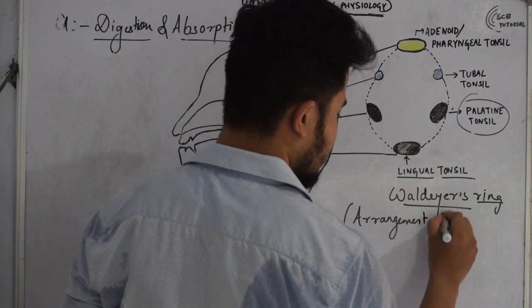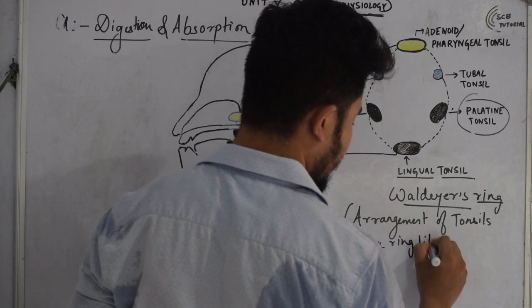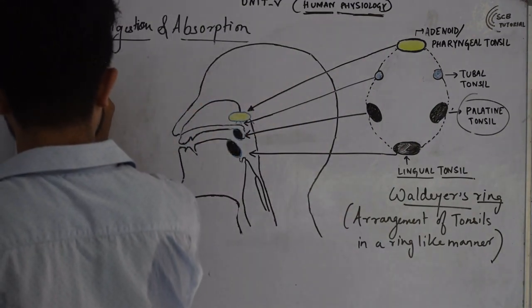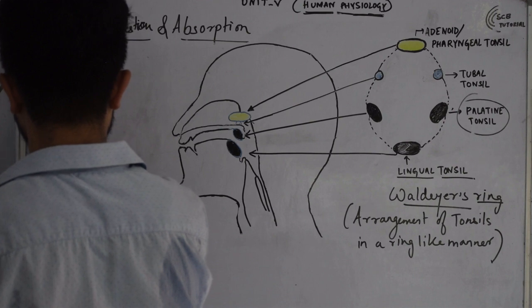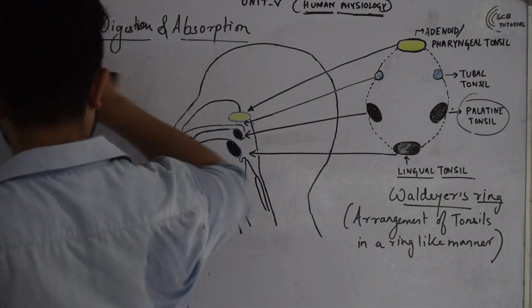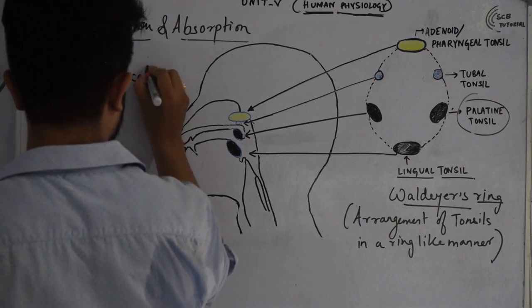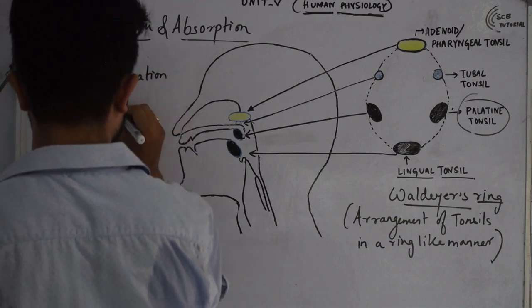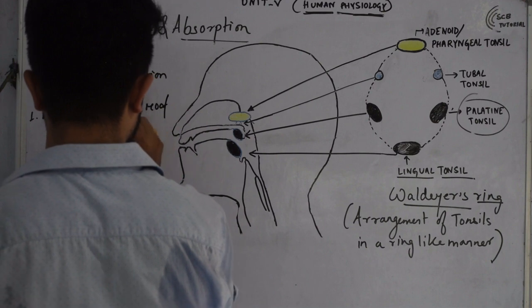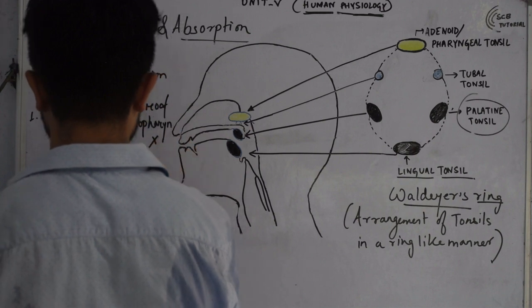The arrangement of tonsils in a ring-like manner is called Waldeyer's ring. Now if I write about the locations, then number one is the adenoid tonsil. What is the location of the adenoid tonsil? It is present at the roof of the nasopharynx. So it is present at the roof of nasopharynx.